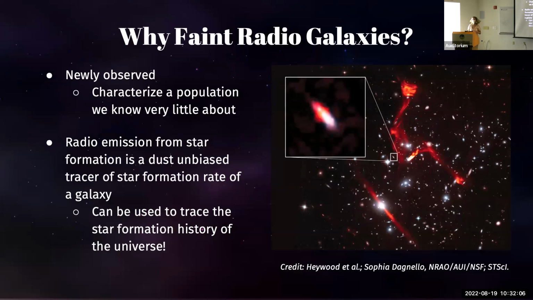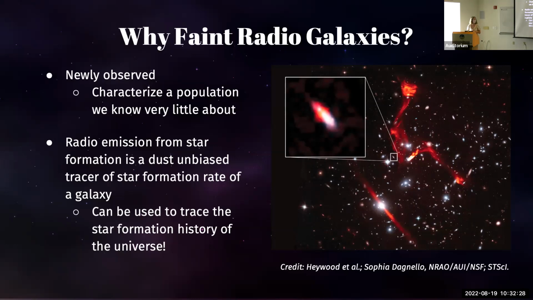Generally, faint radio galaxies are very interesting because they were only newly observed. Until recently, there wasn't the technology to observe them at these faint wavelengths. But now with new technology like the Very Large Array, they can be observed. So by looking at their spectra, we can characterize a population that we know very little about as a scientific community.